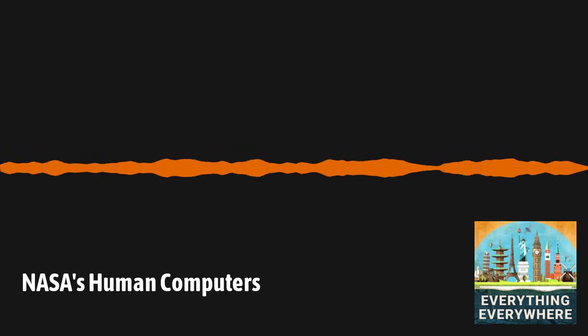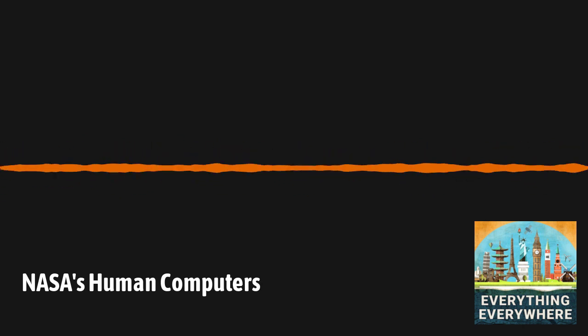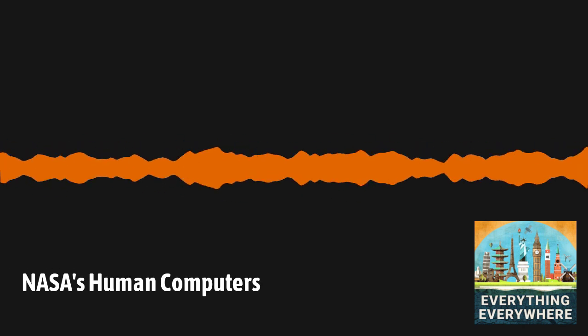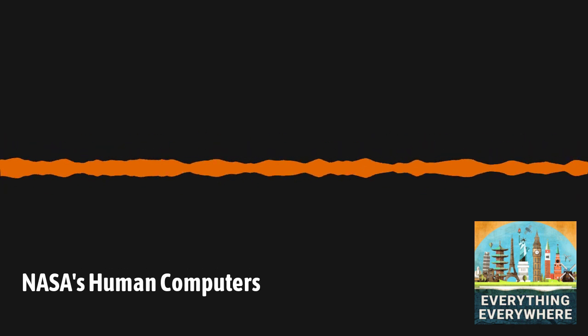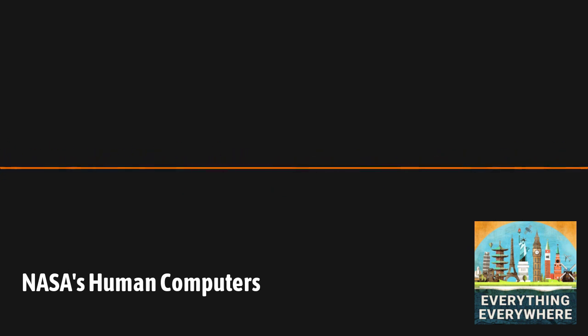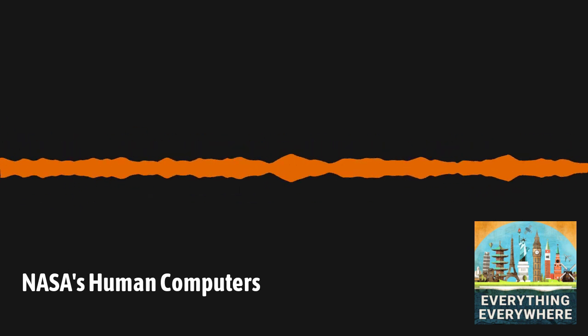She calculated the trajectory for Alan Shepard on NASA's first human spaceflight in 1961. When John Glenn became the first American to orbit the Earth, he personally requested that Johnson verify the calculations performed by an electronic computer because he trusted her more than a machine.